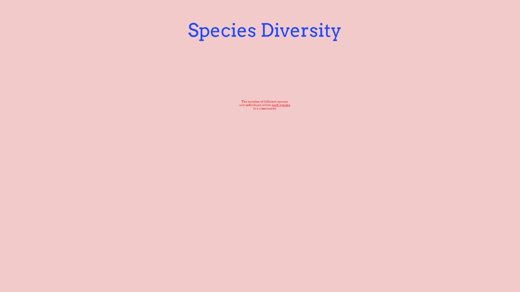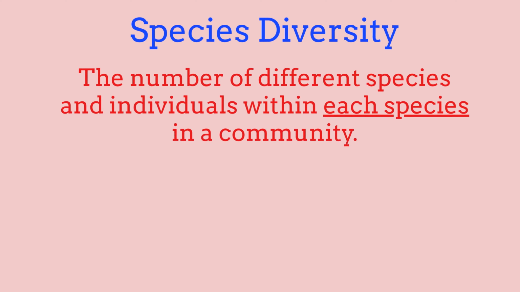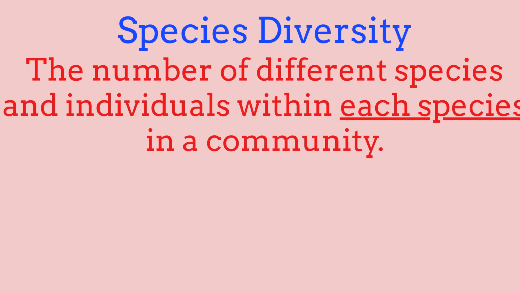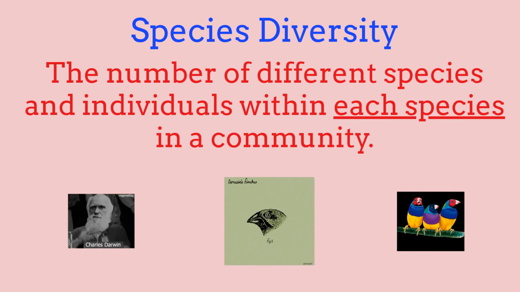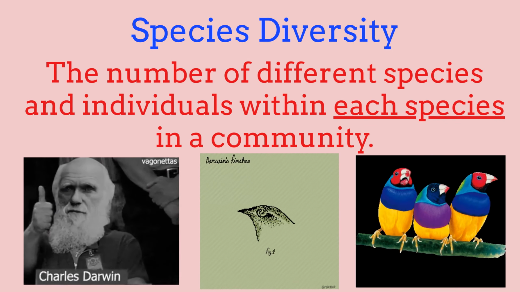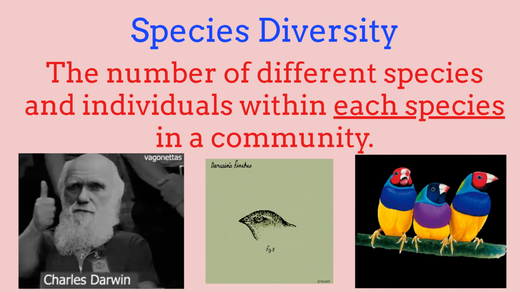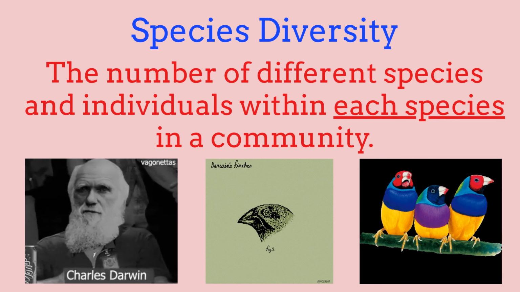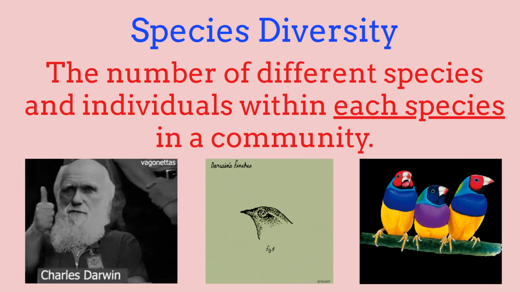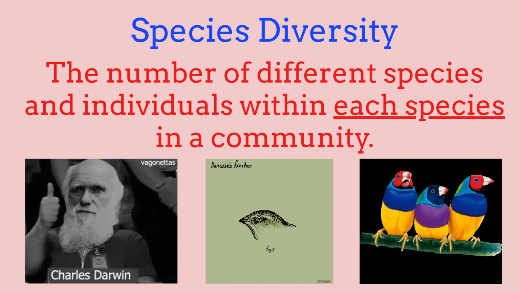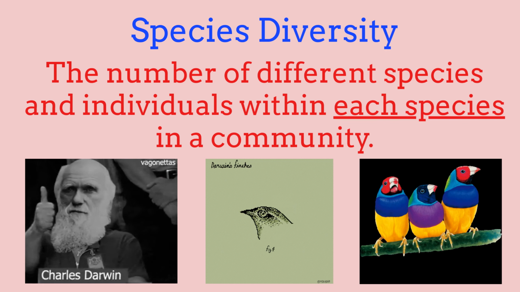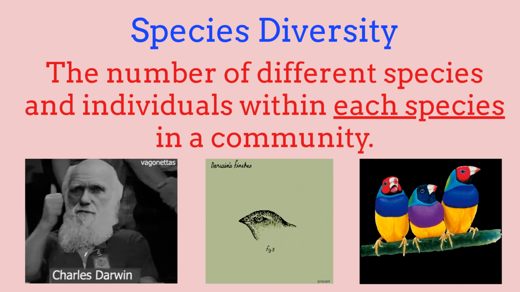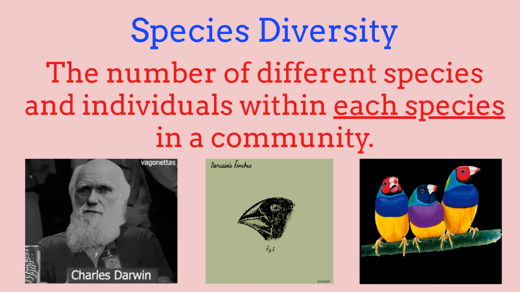So now let's talk about species diversity. So the species diversity is basically the number of different species and individuals within each species in a community. So here's a famous example of Darwin. He counted about 13 different species of finch from 2 different islands. And some of the birds had really long beaks, some of them had really short beaks, some of them had medium-sized beaks.